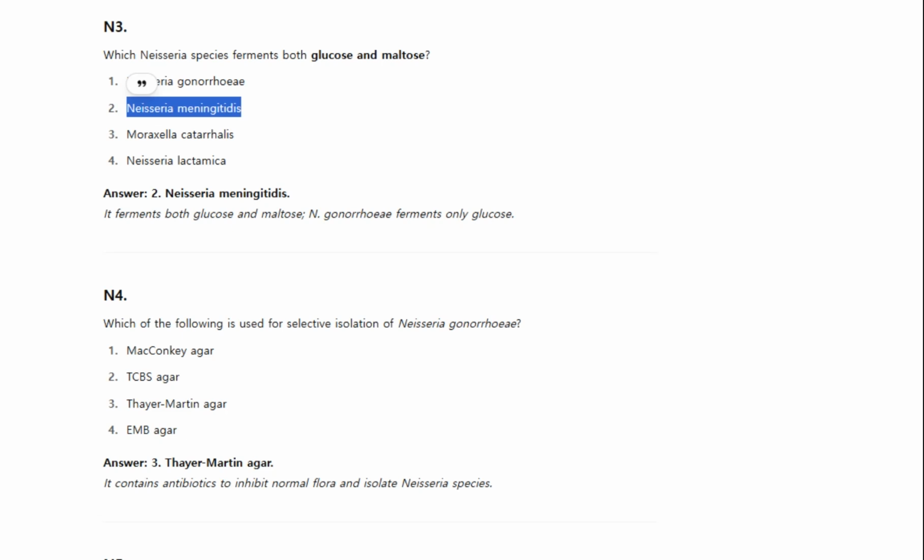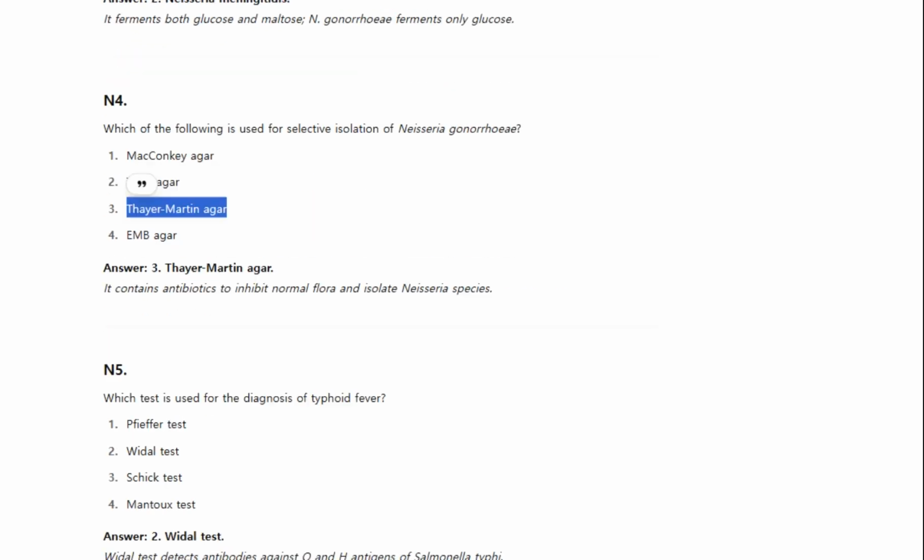N4. Which of the following is used for selective isolation of Neisseria gonorrhoeae? 1. MacConkey agar. 2. TCBS agar. 3. Thayer-Martin agar. 4. EMB agar. Answer: Thayer-Martin agar. It contains antibiotics to inhibit normal flora and isolate Neisseria species.